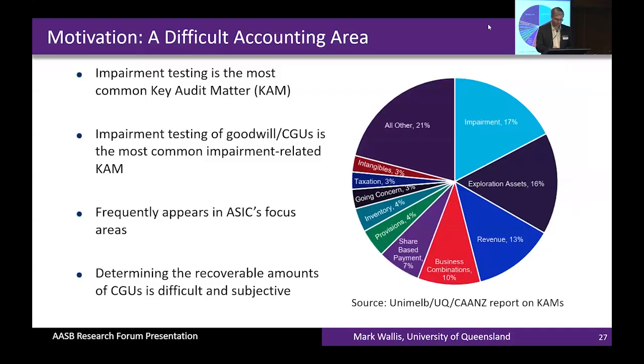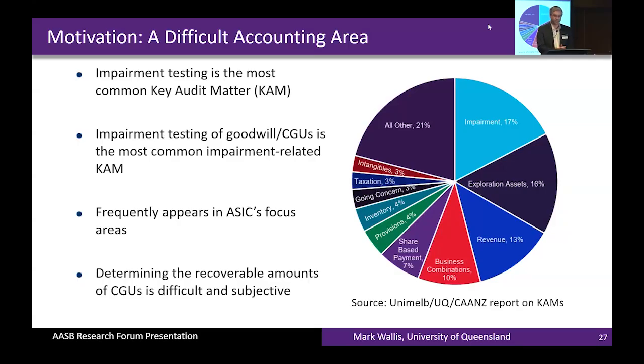So why are we interested in this? As you can see, I've plotted the most common key audit matters in Australia. This comes out of a report that we do with CAANZ each year, so I'm also promoting that. But you can see that impairment testing is the most common key audit matter in Australia, and within that, impairment testing of goodwill or cash generating units is the most common key audit matter. So it seems like it's an area where auditors are spending a lot of time. And it's also appeared, I think, on every ASIC focus list since ASIC started putting those out. So it's also a fixation of ASIC.